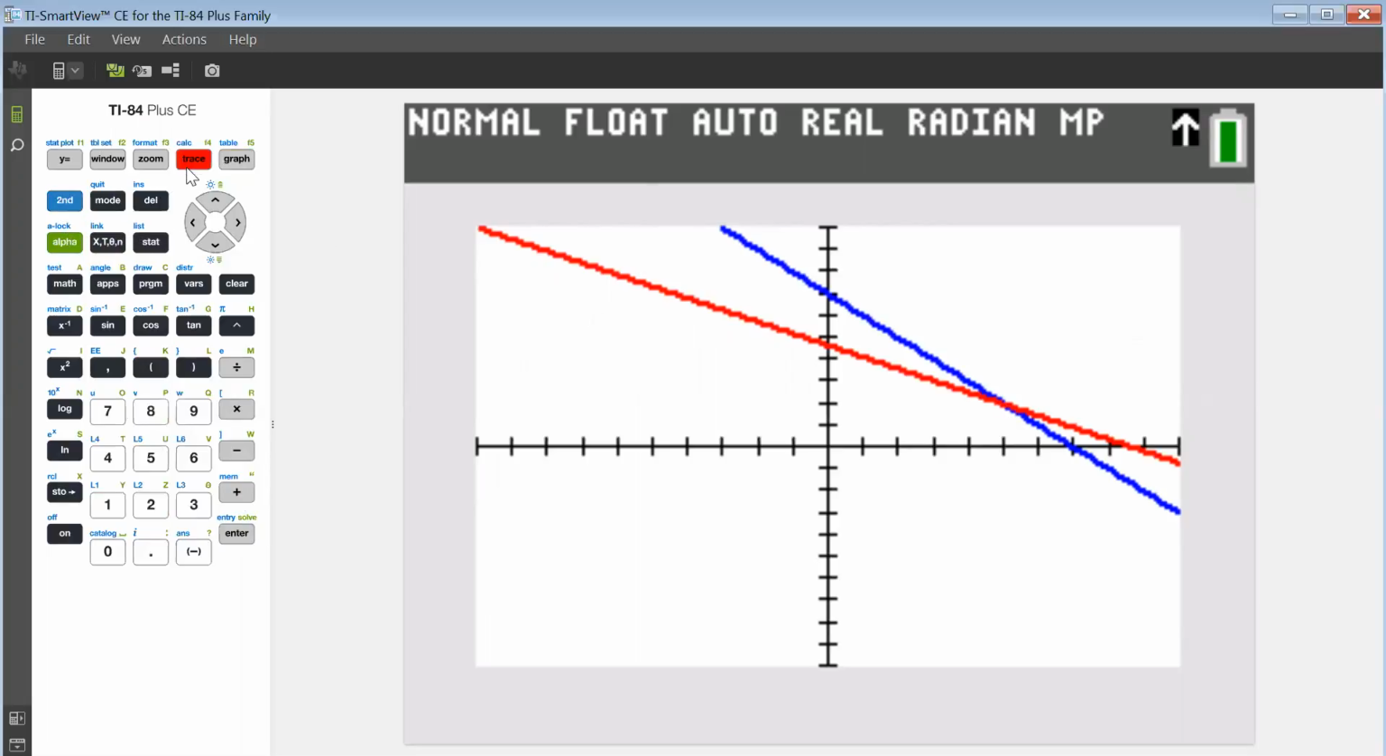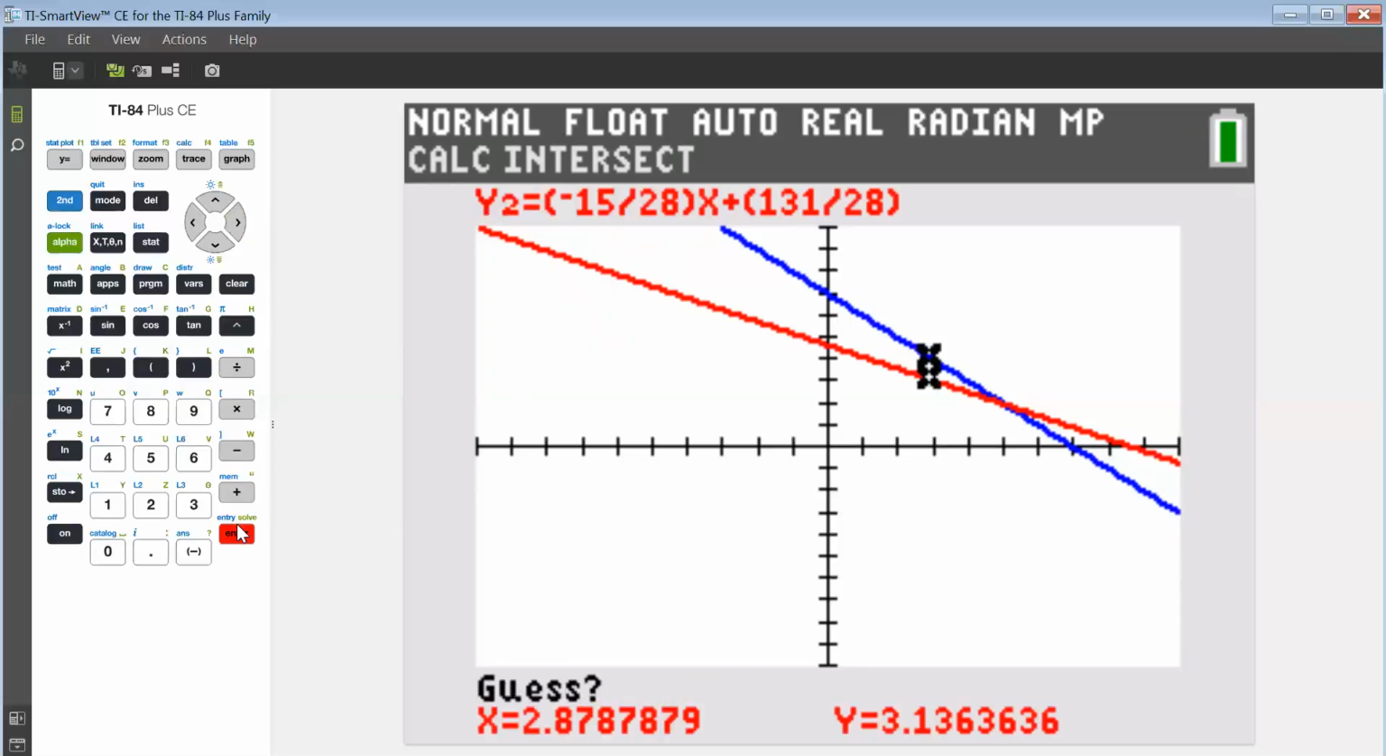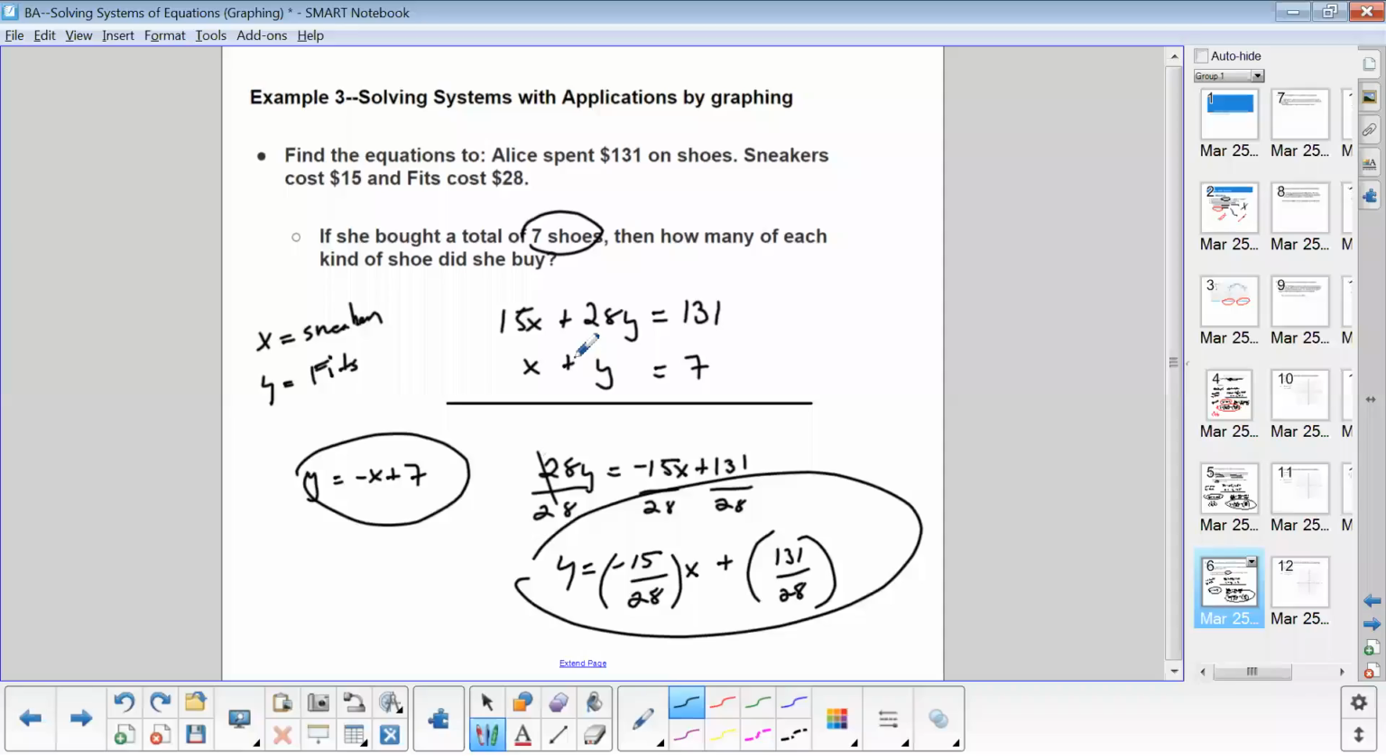And we can see where they intersect. If we go to second trace, 5, and try to get that as close as we can, hit enter 3 times, it gives us the intersection of 5, 2. So if we go back to the context, what does that mean? Well, 5, 2: 5 pairs of sneakers, 2 pairs of fits for Alice and how much she spent.